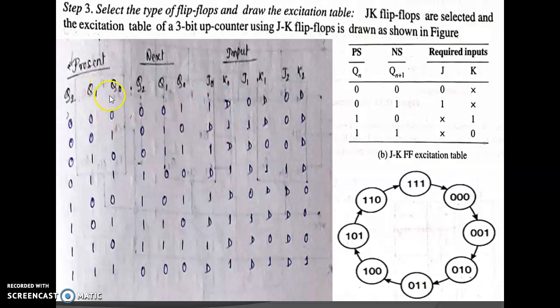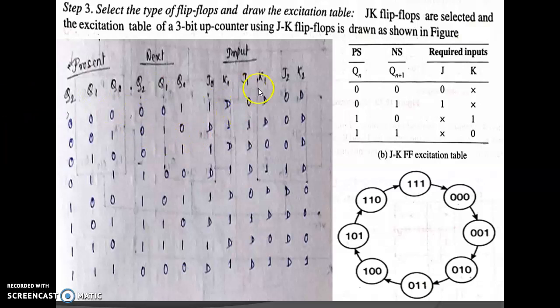Next, present state Q0 value 1, next state Q0 value 0. Go to the truth table: present state Q0 value 1, next state value 0, this time J is don't care and K is 1. Okay, so we will extract the remaining values of the J0 K0 flip-flop in the same process.